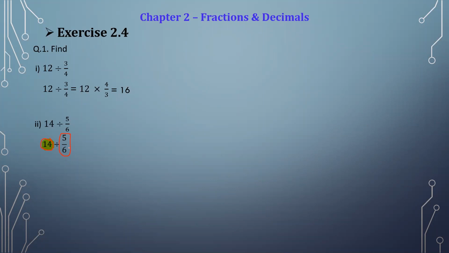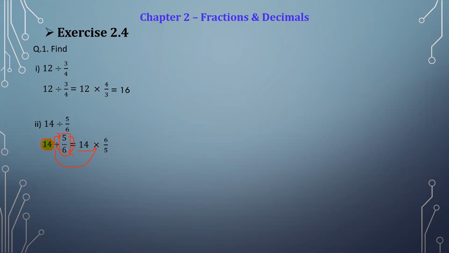So again, how to take the reciprocal? Just change the position. I'm going to shift this 5 to the denominator and this 6 to the numerator, and after shifting I get my reciprocal. The other thing is that after taking the reciprocal of the second number, the division sign is going to be replaced by the multiplication sign. So after taking the reciprocal of the second number, I get the step like this: 14 into 6 upon 5.